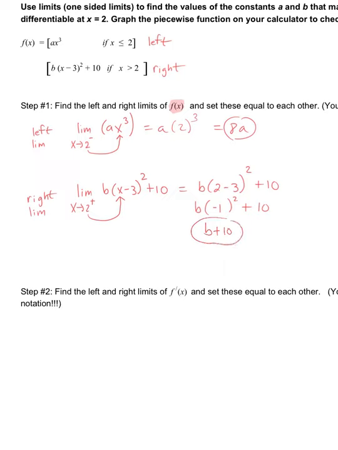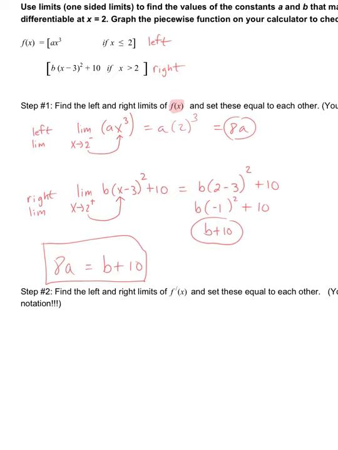Now, in order for the limit to exist, the left and the right have to be the same. So the final step here is to set my left limit equal to my right limit. So I have 8a is equal to b plus 10. Now that obviously isn't enough to find a and b, but I haven't done anything with this word differentiable. Differentiable means take the derivative. So that's my second step.